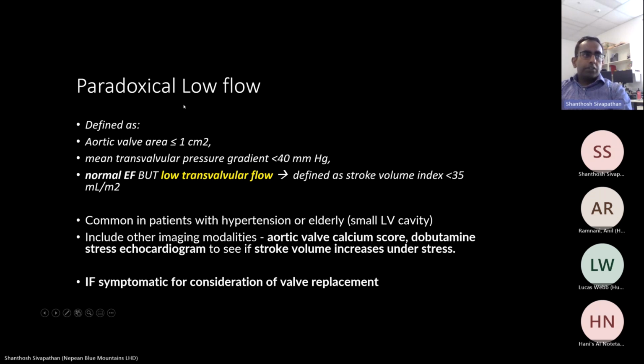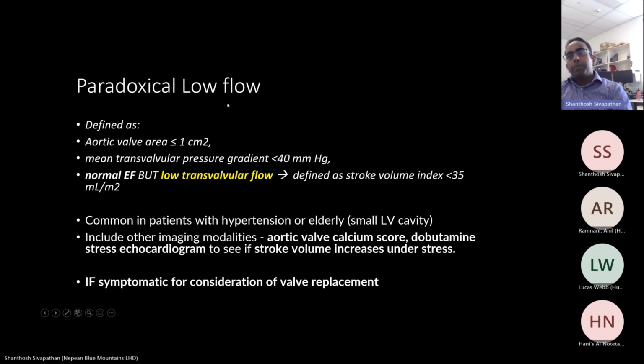But also looking at the CT calcium score. A calcium score of more than, I think, 1,200 in men and 2,000 in women is considered severe. You'd also, more importantly, do what's called a dobutamine stress echo. This is to see whether the stroke volume increases. Usually in this case, the stroke volume would increase and the mean gradients would not be that bad.